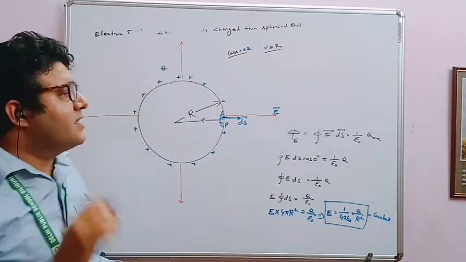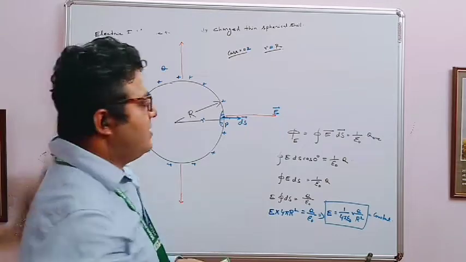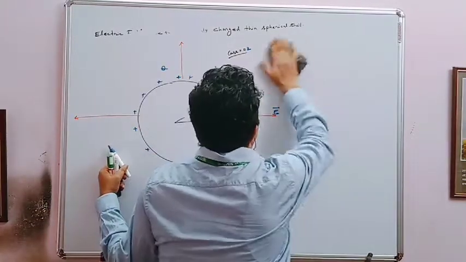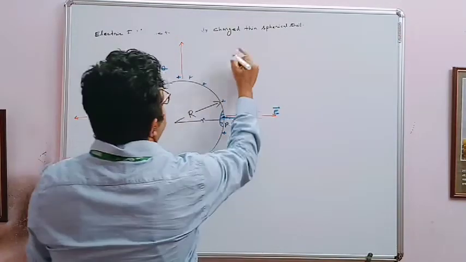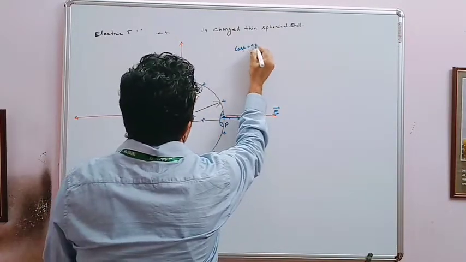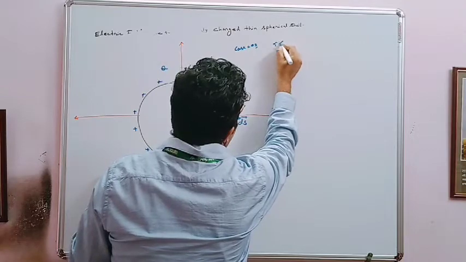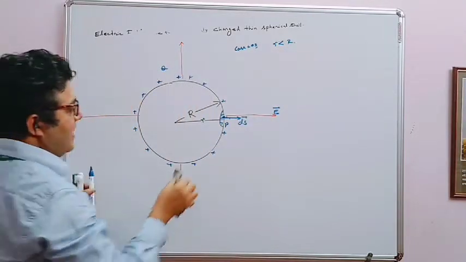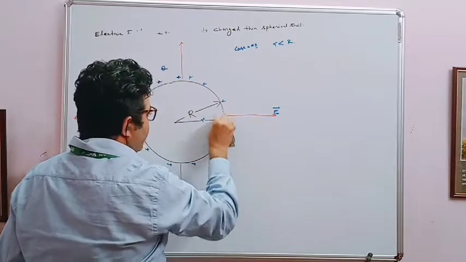Now the third one, this is the second one. Now the third one, case 3, small r inside the surface, means small r less than capital R. So now what happened?